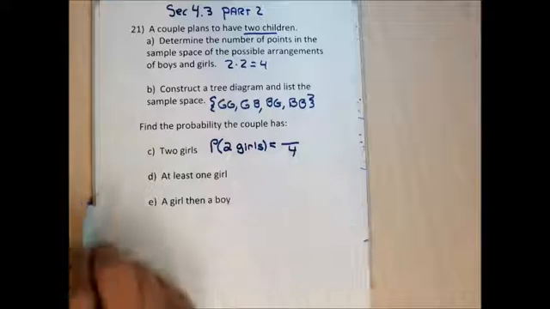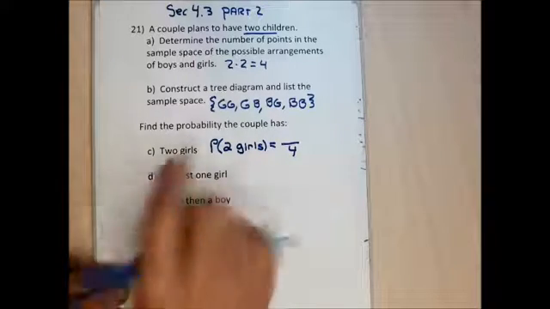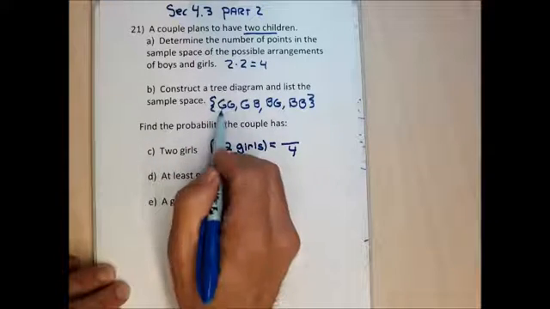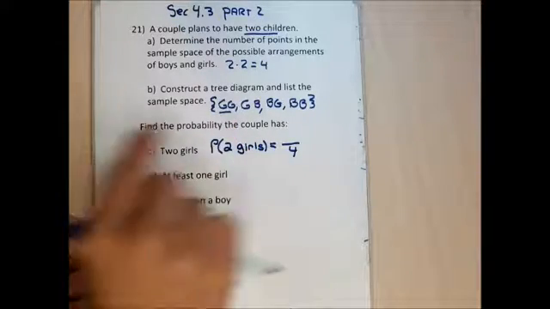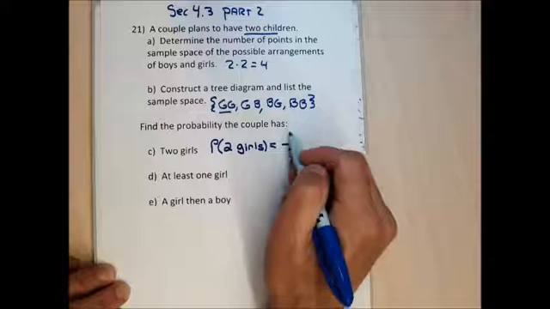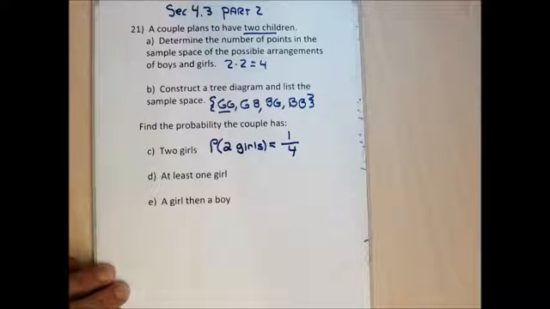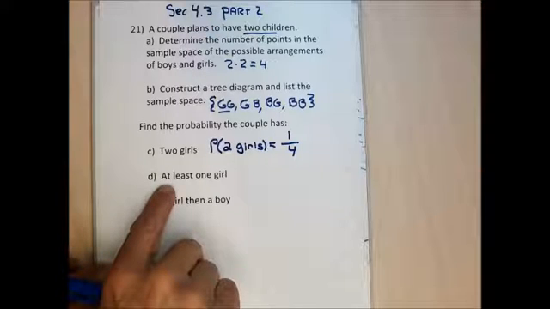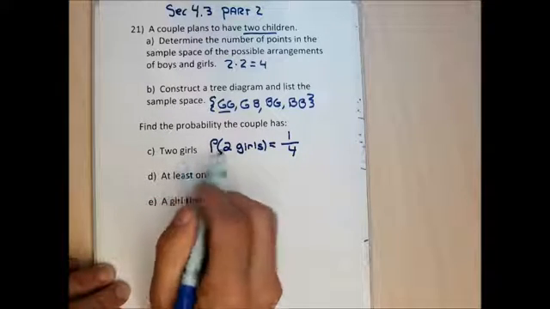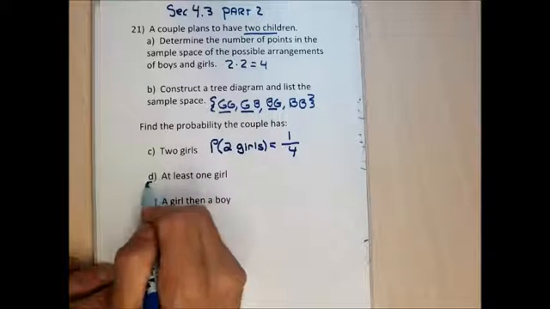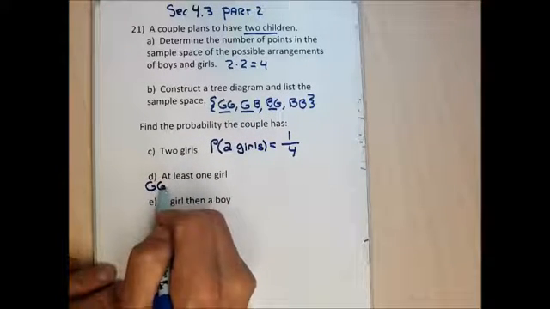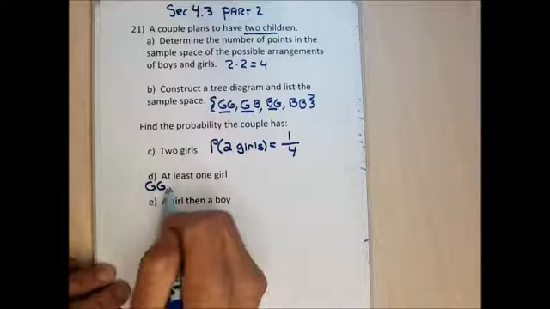The numerator needs to be the number in the sample space that has 2 girls, and the numerator for part C here is just going to be 1 because there's only one of these four that has 2 girls. For part D, the probability that they have at least one girl, that means one or more girls, the items in the sample space that fit for part D is the 2 girls classifies as at least one girl.